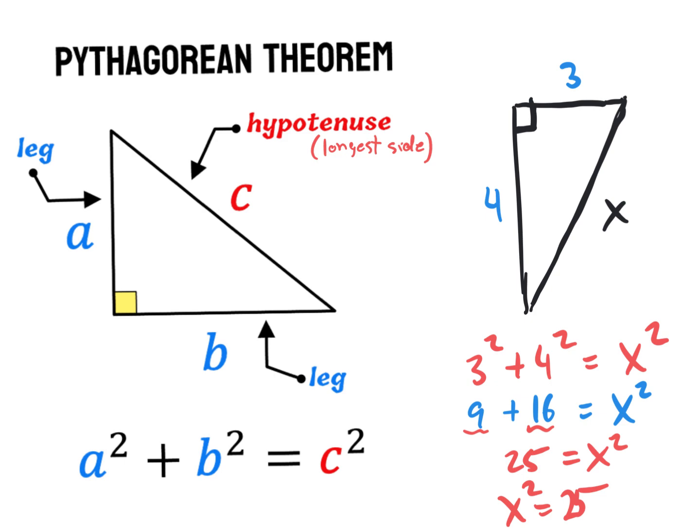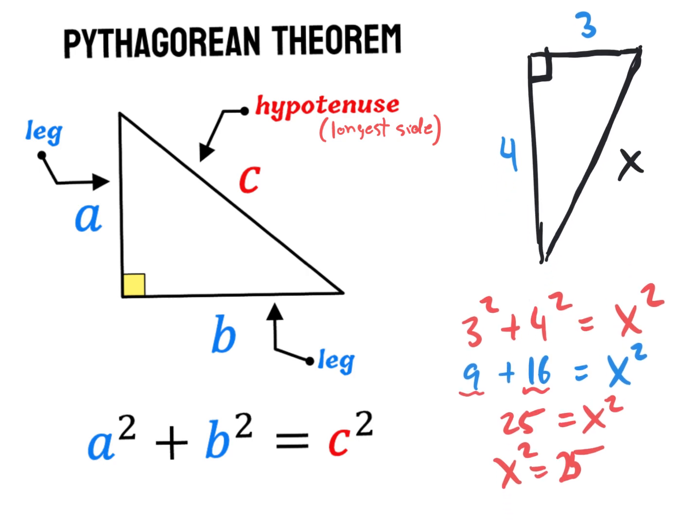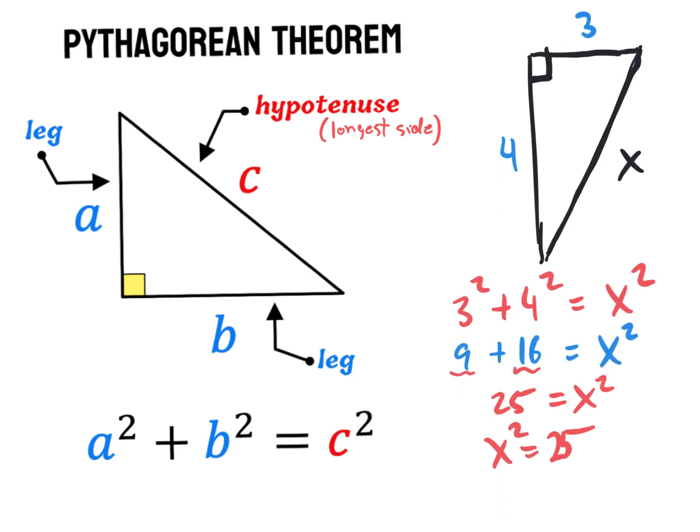Now, our x squared equals 25, and we need to get rid of that square. And the way to get rid of something is to do the opposite, and the opposite of a square is a square root. So if you apply a square root to both sides of that equation, you get x equals 5. The square root of 25 is 5.